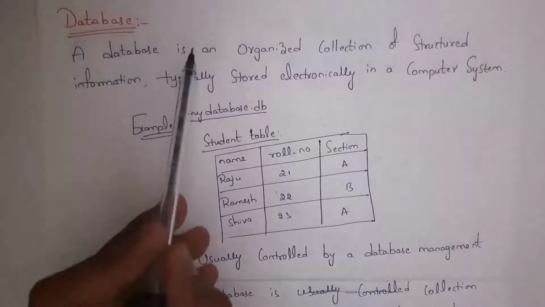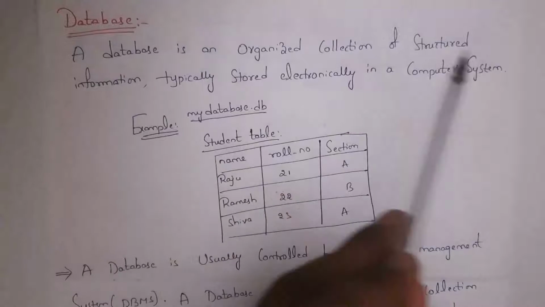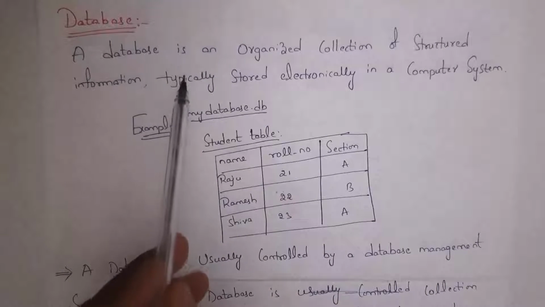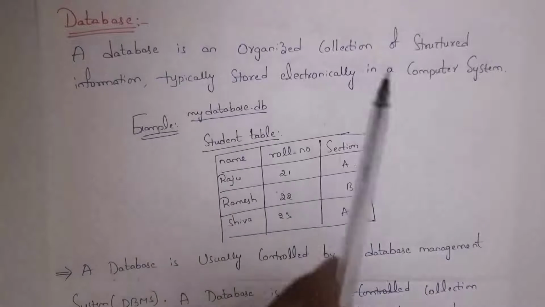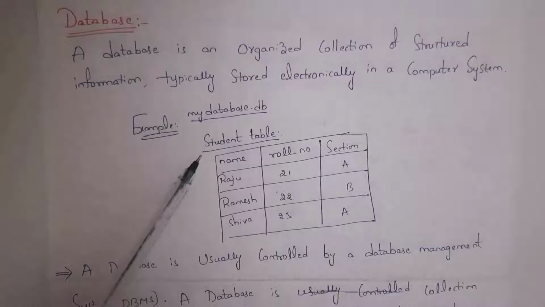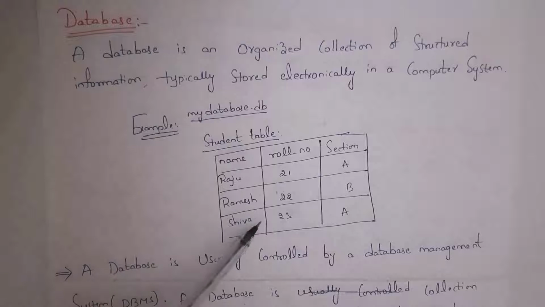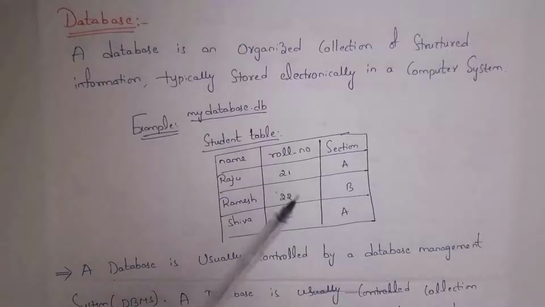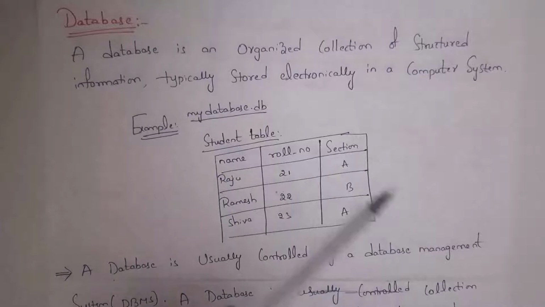A database is an organized collection of structured information typically stored electronically in a computer system. I will explain this definition. For example, my database name is my database. Inside this database, I created one student table. Student table contains names Raju, Ramesh, Shiva, roll numbers 21, 22, 23 and sections A, B, A.